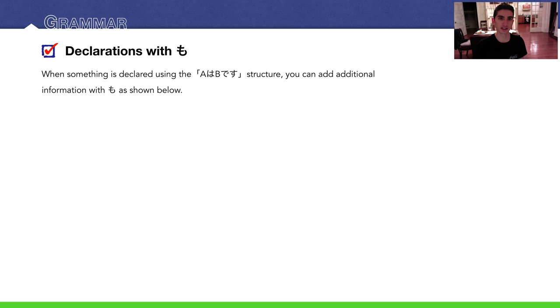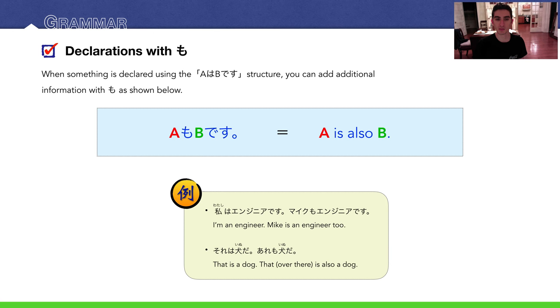Getting into the grammar, declarations with mo. You already know A wa B desu means A is B, but you can add additional information after that with mo. A mo B desu. A is also B. For example, I'm an engineer. Mike is an engineer too. 私はエンジニアです。マイクもエンジニアです。 それは犬だ。あれも犬だ。 That is a dog. That over there is also a dog. So, mo means also, too, as well.